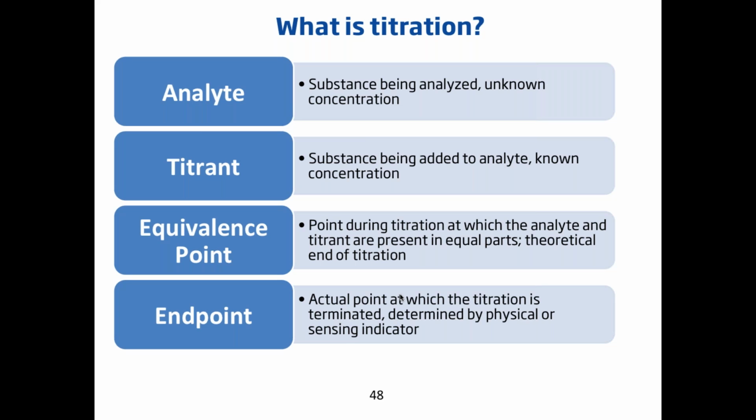We're going to measure the volume, so we know exactly how much volume and exactly what strength our titrant was. And we're going to titrate to either an equivalence point or an endpoint, depending on our method. Once we reach this endpoint, we can quantify how much titrant we used, which can then be used to calculate how much analyte was present.